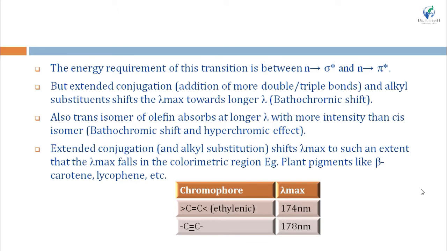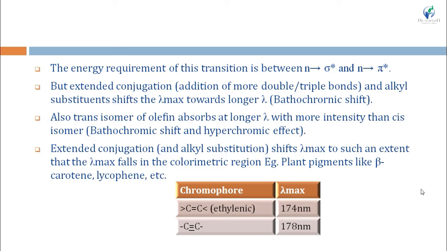We have already seen that the energy requirement of this pi to pi star transition is in between n to sigma star and n to pi star, meaning less than n to sigma star and more than n to pi star. But extended conjugation, which means addition of more double or triple bonds, and alkyl substitution shift lambda max towards longer wavelength. This shifting of lambda max towards longer wavelength is known as bathochromic shift.